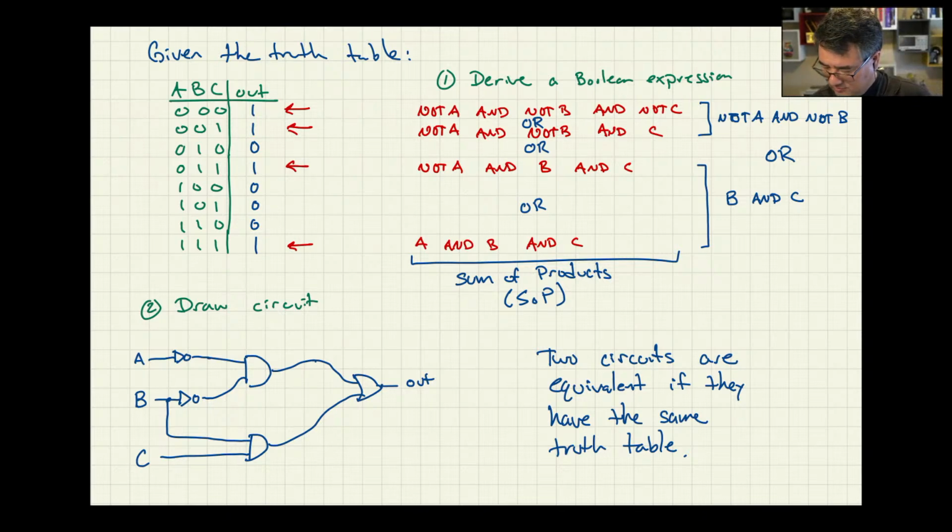Imagine what the circuit would have looked like for this expression. You would have had a whole bunch of ANDs over here on the left-hand side, pulling in all three of those values. You would have a whole bunch of ORs connecting all of those together. So it would be a really complicated circuit, but it would implement the same truth table, and so it's equivalent.